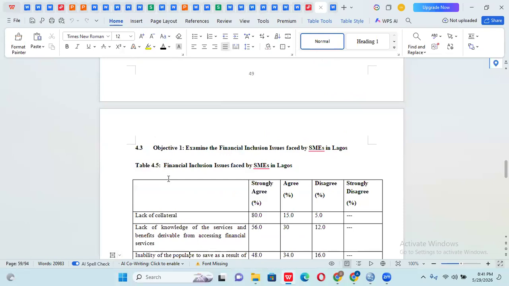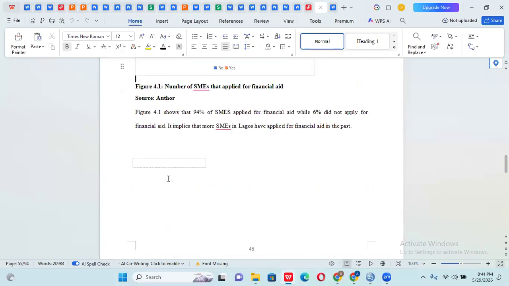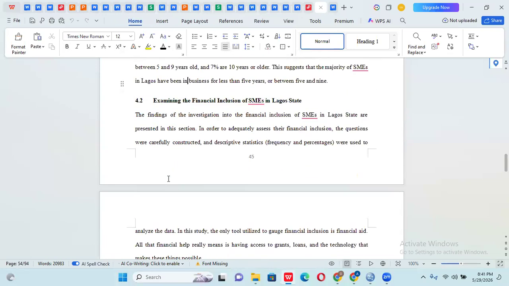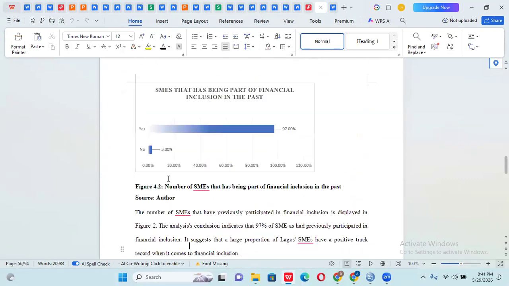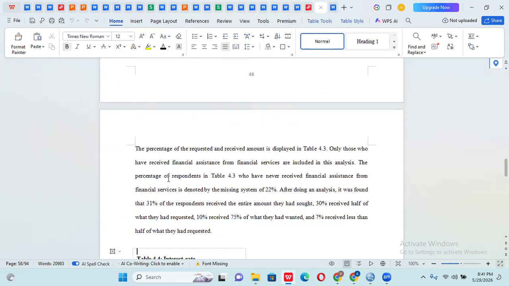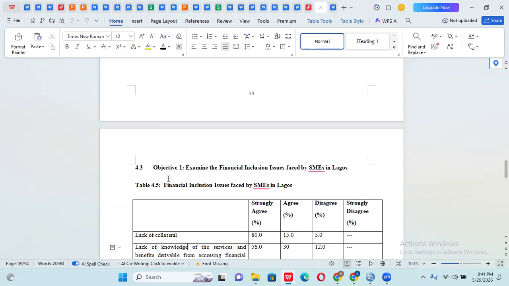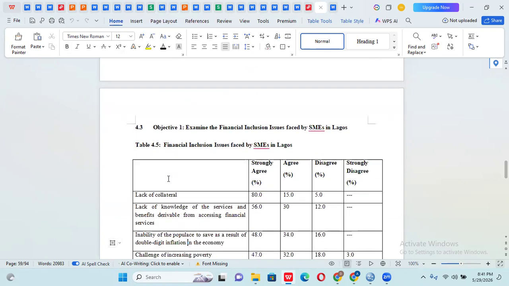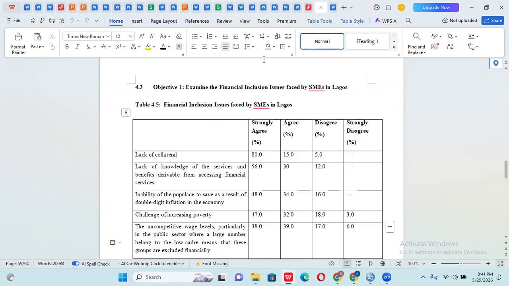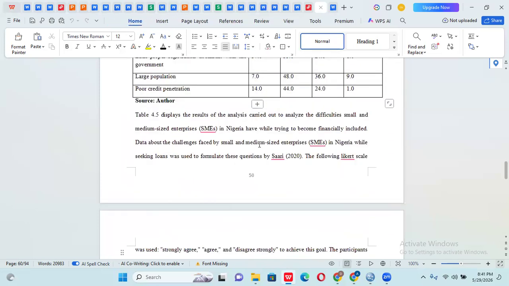Objective 1. So all this analysis that we did here is to increase the number of pages of this work. We have to do this analysis and then to make it more beautiful. Now look at it. Objective 1. So when you're analyzing, please, you must analyze all the objectives. It's very important. Objective 1, financial inclusion faced. You can see that we use descriptive analysis to measure it. Okay, as a percentage, and this is the interpretation of it.